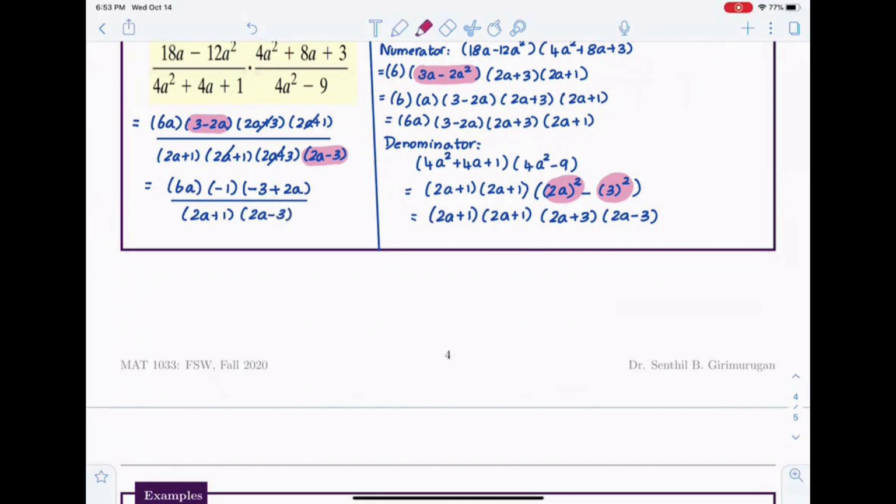So in the numerator, I have 2a minus 3. Denominator, I have 2a minus 3. Those two will get cancelled. So the answer would be 6a times negative 1, which is negative 6a, divided by 2a plus 1.